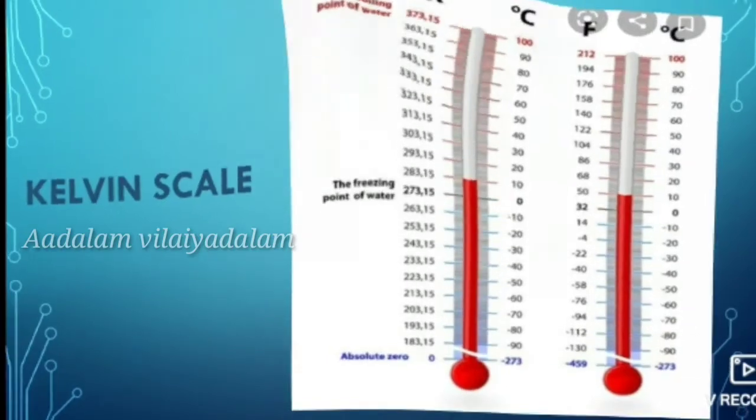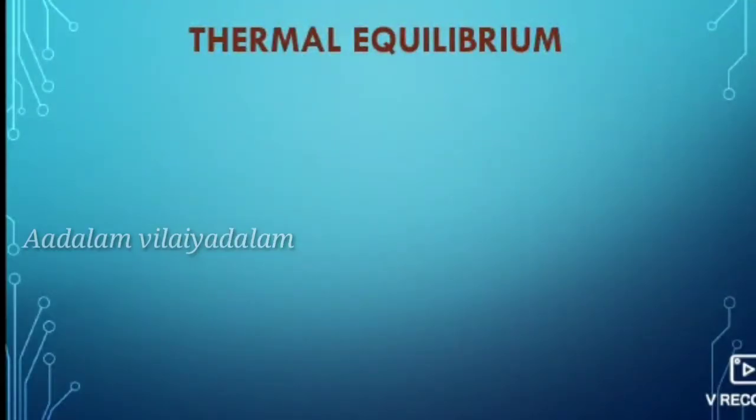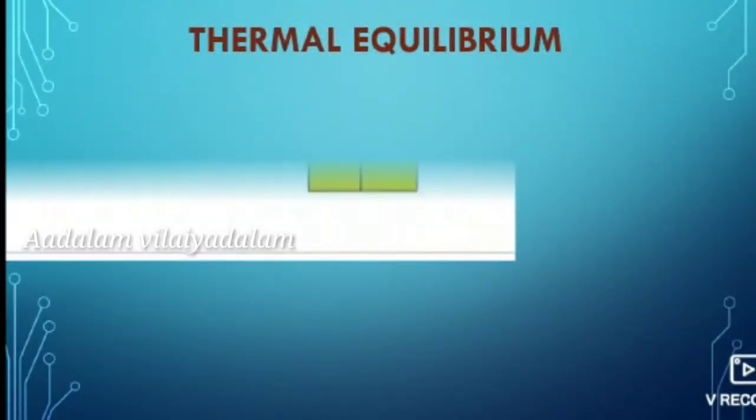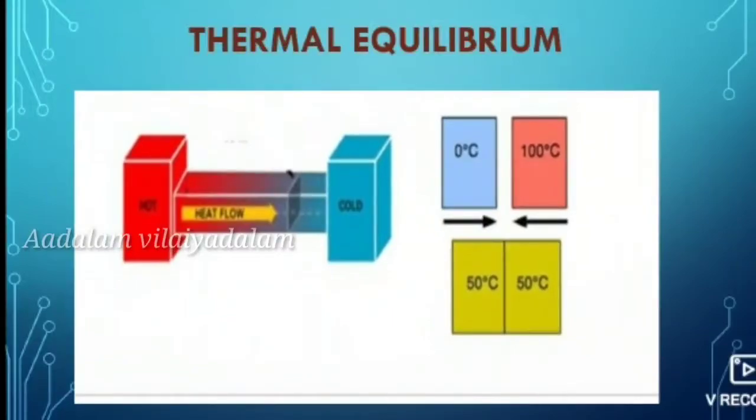Our next topic is thermal equilibrium. Two or more physical systems or bodies are said to be in thermal equilibrium if there is no net flow of thermal energy between the systems. So this is the definition of thermal equilibrium, that is, two or more bodies are said to be in thermal equilibrium if there is no net flow of thermal energy between the systems.